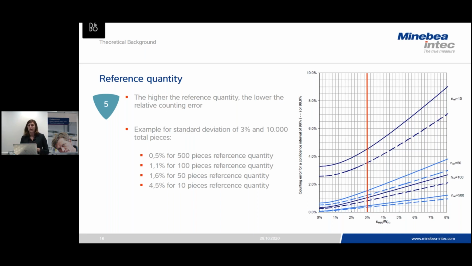So this is a really high counting error. And for 500 pieces of reference quantity, you have a counting error of 0.5%, which is a counting error of 50 pieces. So we see there's a difference of 400 pieces. You maybe now think, oh, 500 pieces reference quantity, this is hard to count for someone. But I will show you in the end how to easily get to the 500 pieces of reference quantity.